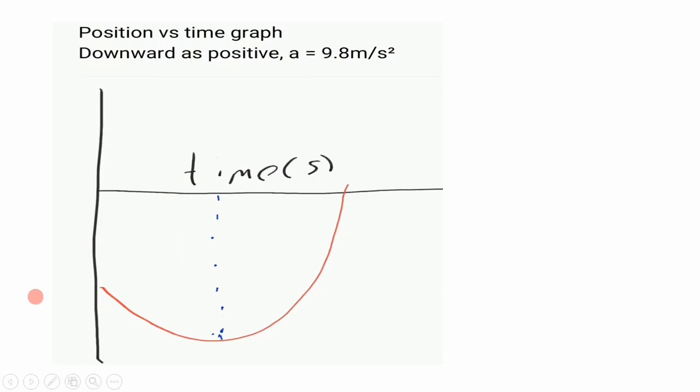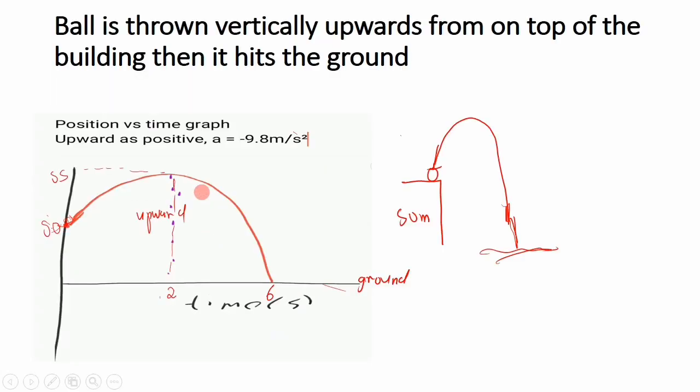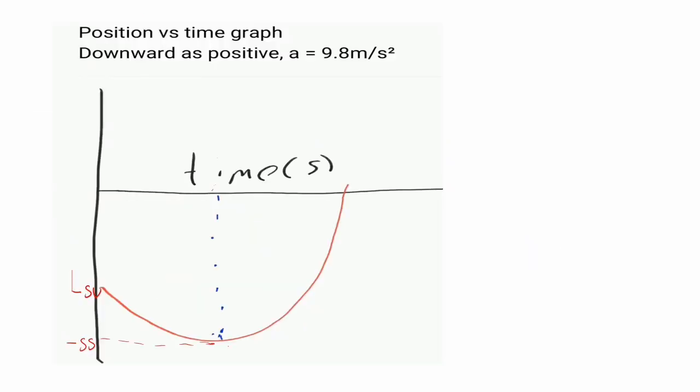Again here, this time you'd have your negative 50 here, and then at this point what would you have? So at this point you'd have your negative 55, right? Then the time taken to reach that, what is the time taken to reach the maximum height? 2 seconds.